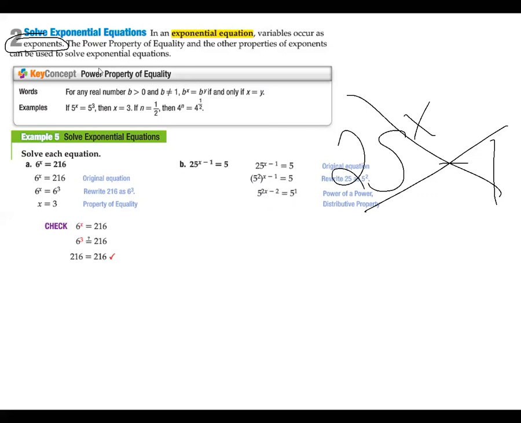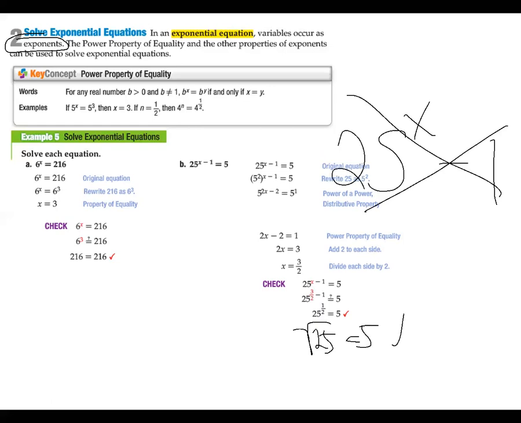Well, the power property of equality says that if I have two expressions set equal to each other that are to the same base, then I can set the exponents equal to each other. So I just have 2x minus 2 equals 1. Then solve for x. Add 2, divide by 2, and you get x equals 3/2. Then you could check that. If I have 3/2 in for x in the exponent, we'll do 3/2 minus 1, which is 1/2, and 25 to the 1/2 power is equal to the square root of 25, which equals 5. Okay, show that extra step there.